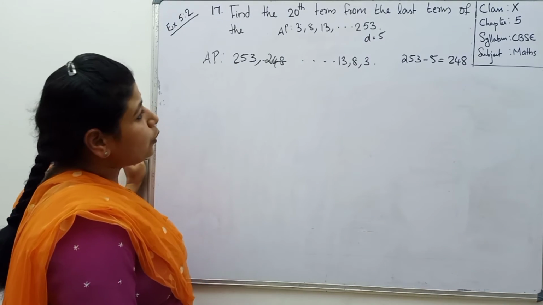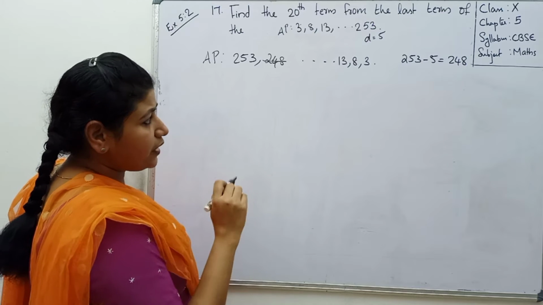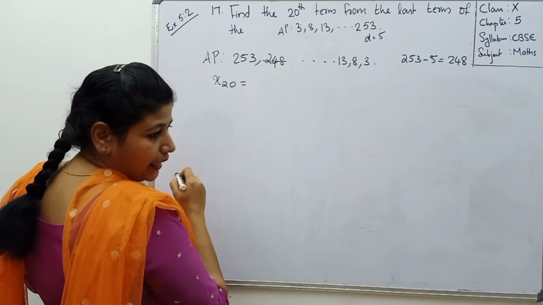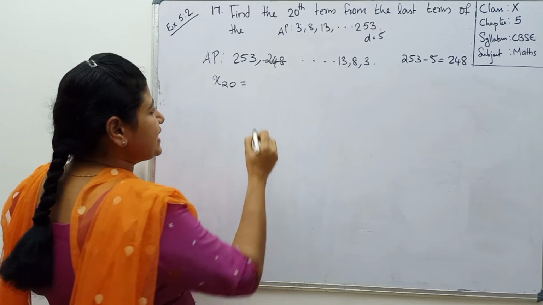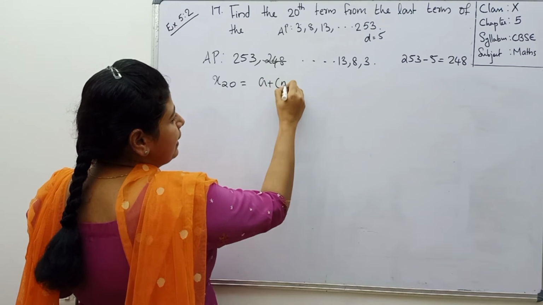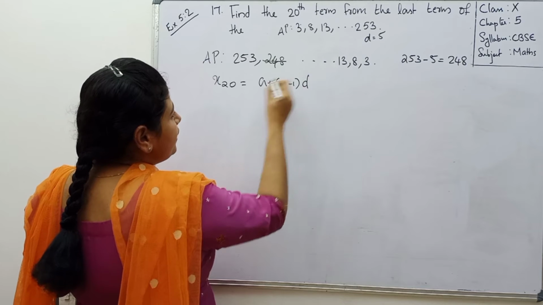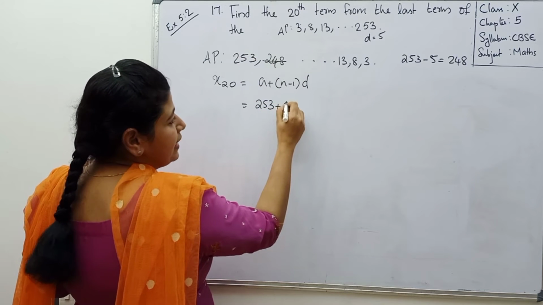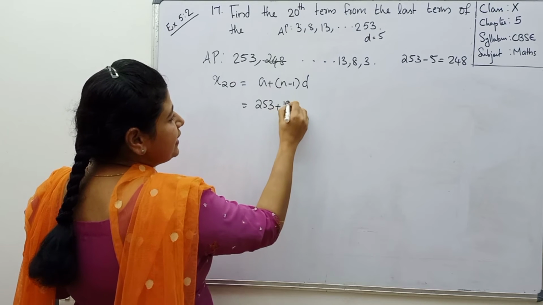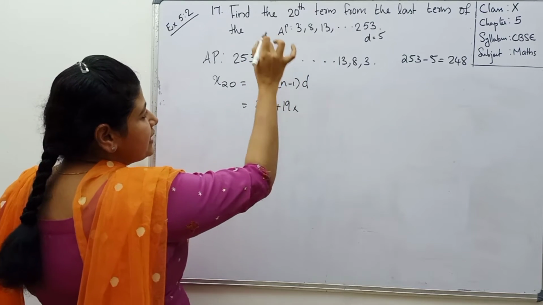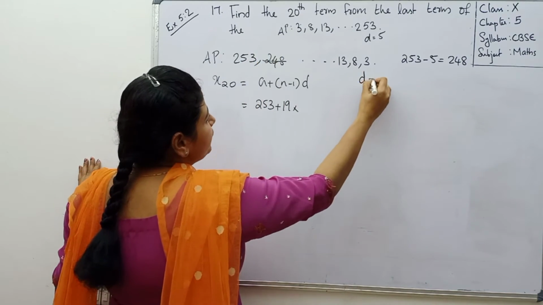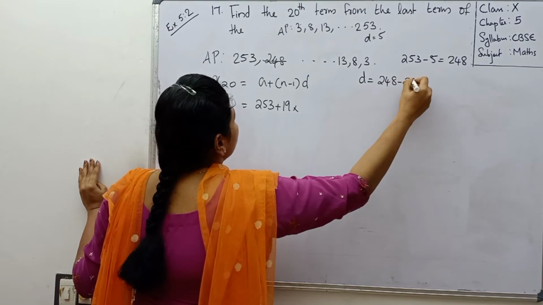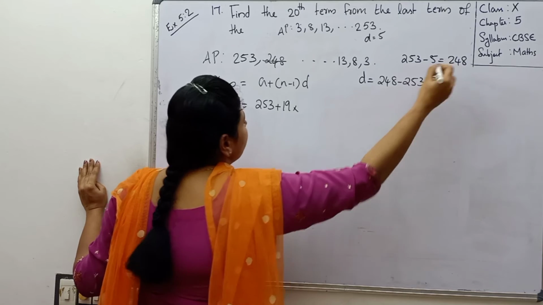Okay. Now we can find out the 20th term. We know the formula xn equal to a plus n minus 1 into d, isn't it? In this case, a is 253 plus n minus 1, that is 19. Common difference. What is the common difference? In this case, the common difference is 248 minus 253, which is equal to negative 5.